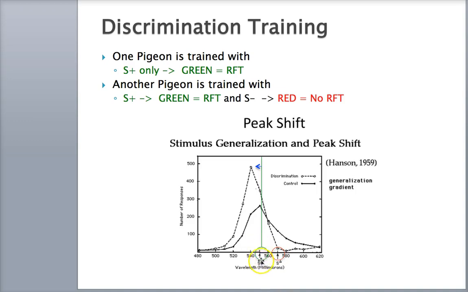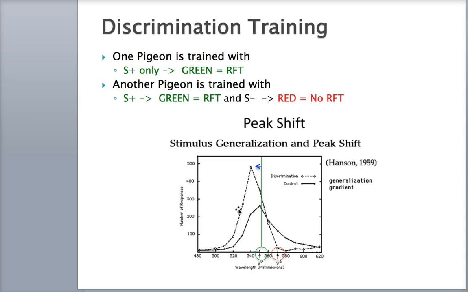So here we have an S plus right here at about 550 nanometers, and the S minus or the S delta is here to the right, more in the direction of the yellows and the reds. And what we find when you look, there are two groups. One group has single stimulus training only. The other pigeon has discrimination training, and the single stimulus subject, the peak is right here above 550, and the discrimination group, the peak has shifted. Now the heights of the peaks are different because they're different birds. One responds a lot and the other one responds a little.